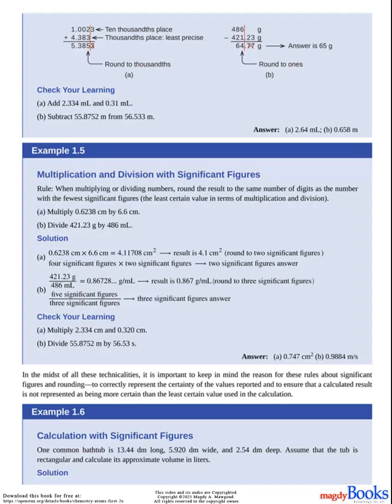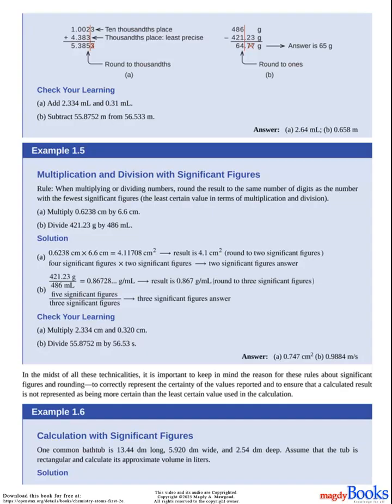B. 421.23 gram divided by 486 milliliter equals 0.86728 gram per milliliter. The result is 0.867 gram per milliliter, round to 3 significant figures. 5 significant figures divided by 3 significant figures produces 3 significant figures answer.